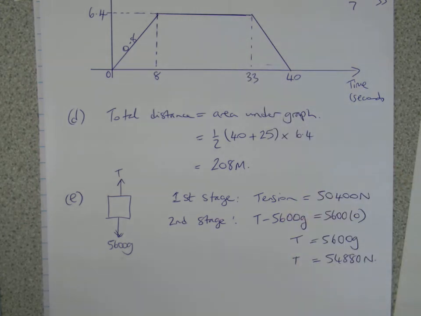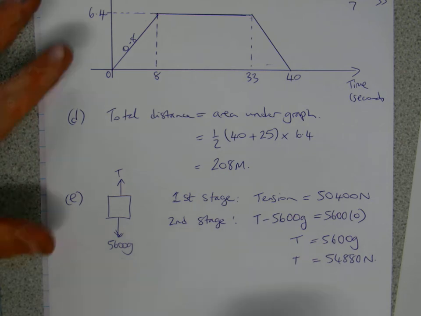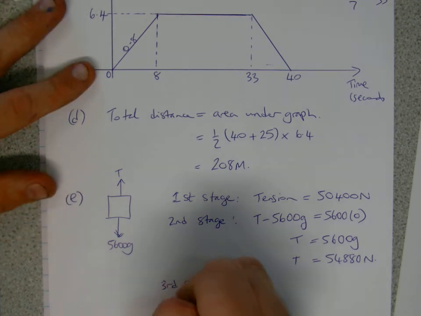So the tension is greater in the second stage, and you'd expect that, wouldn't you? Because it's going at a constant speed. It's no longer accelerating downwards. Okay, so slow down a bit. Let's look at the third stage, where it's actually decelerating.